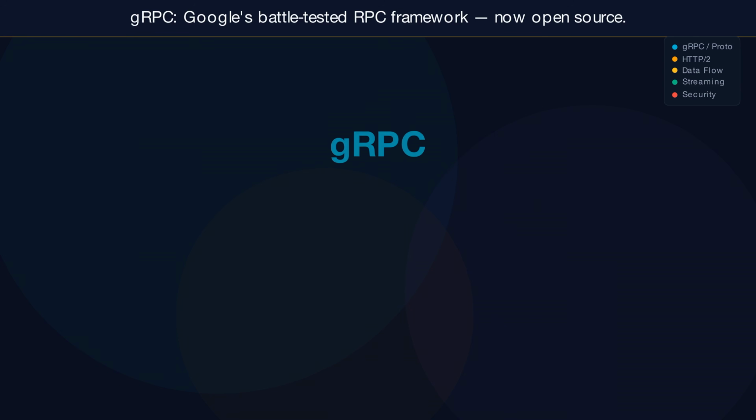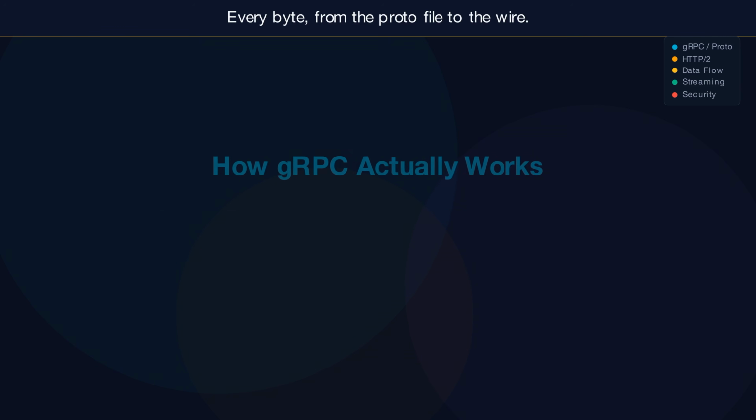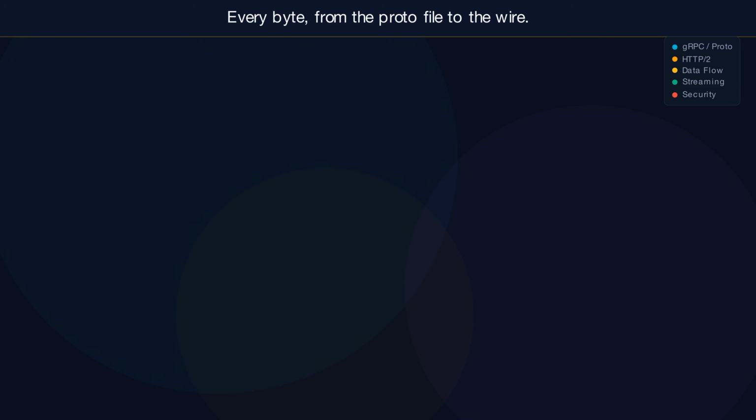gRPC fixes this. Built by Google for its own infrastructure, it now powers Kubernetes, etcd, Envoy, and CockroachDB. Binary encoding, HTTP/2 multiplexing, and client code that writes itself. By the end of this, you will understand every single byte that crosses the wire.